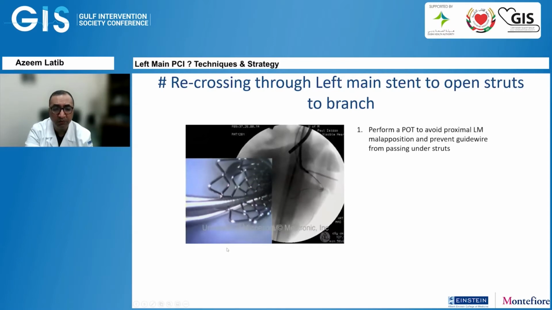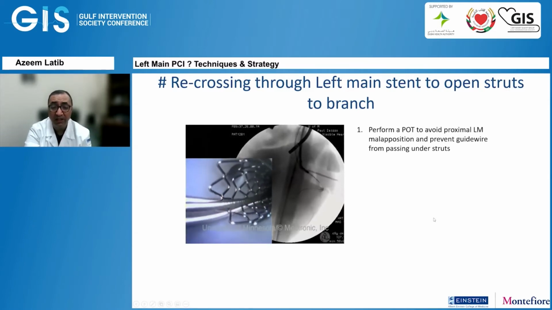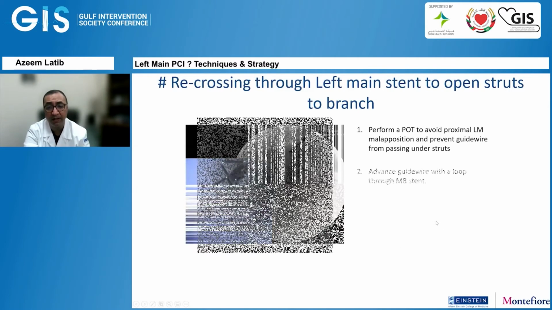Now, the reason we always perform a POT is because we want to avoid this. Here are some images from the Visible Heart, and you see if you don't perform a POT, you have a proximal stent that's not well apposed, and so you can go under it. And this happens very commonly in the left main.